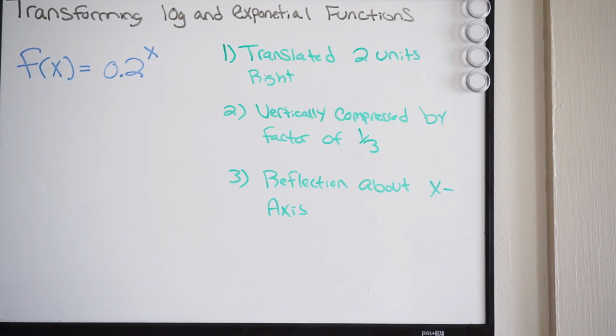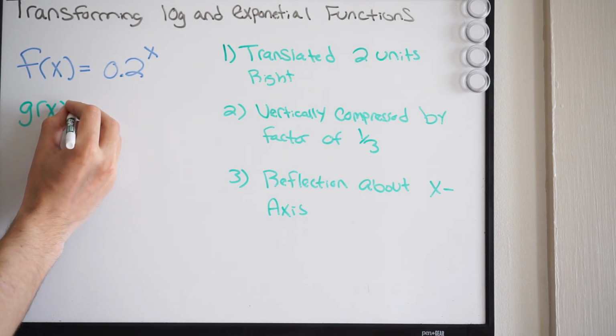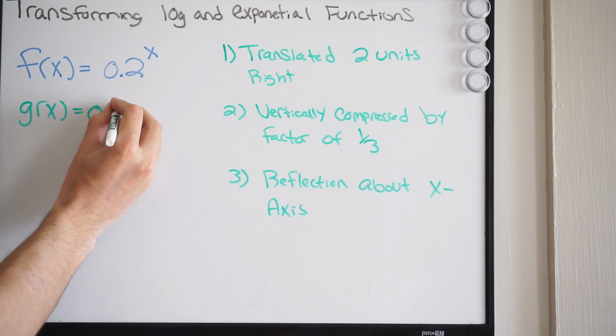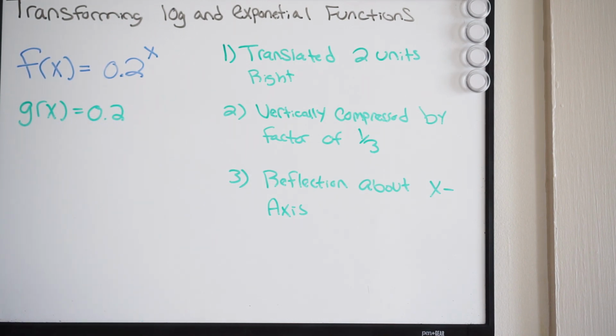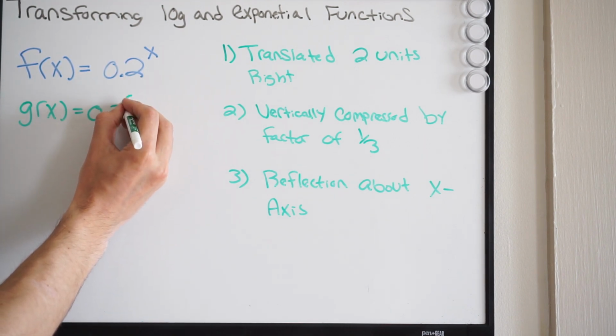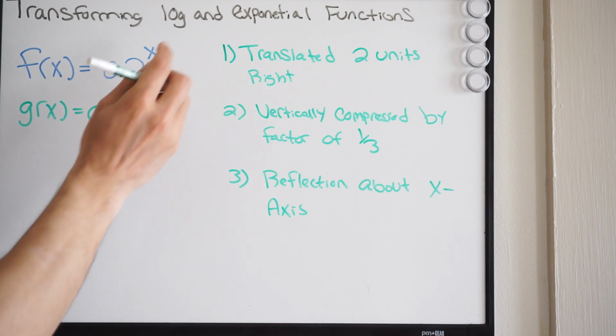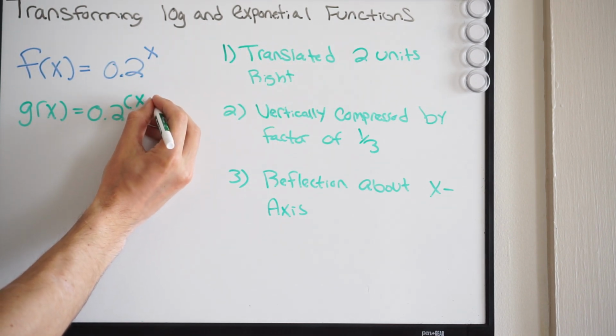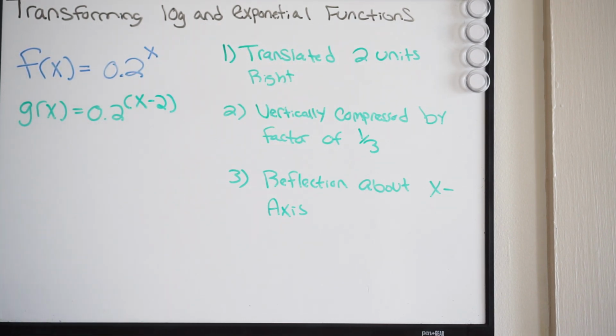So we're going to put -2, and we're going to write that like this. Since we're creating a new function here, we're going to call it g of x. So g of x equals 0.2. Okay, and now here comes that first transformation. We said x, 2 units to the right will be negative, -2. Okay, and that's it. So there's the horizontal shift. We're done with that one. So that was number 1.